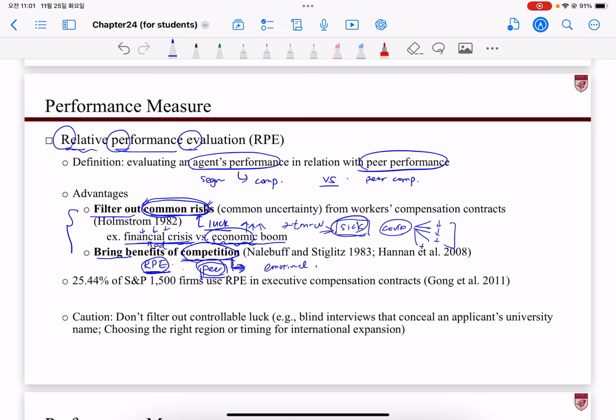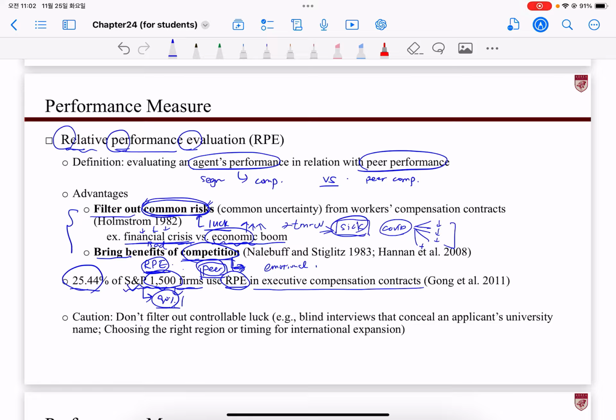So in fact, about 25.44% of these S&P 1500 firms in the US. So by the way, in the US, these 1,500 firms are the ones with the largest market cap, and they account for 90% of the market share. So this is almost all the companies in the US in terms of market size. So it's a very significant group, okay? And what they say is that they use the relative performance evaluation in executive compensation contracts. So 25.44 is quite a significant amount.